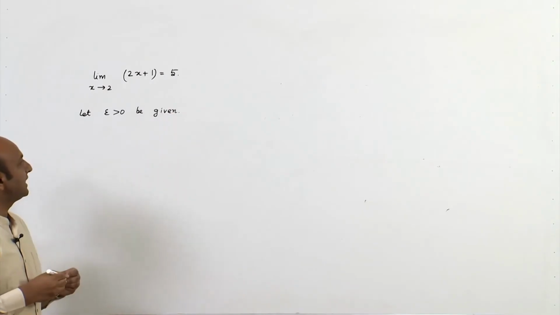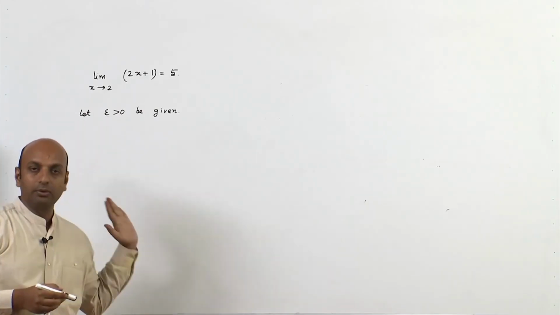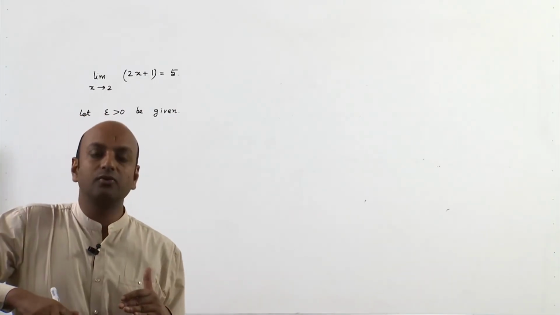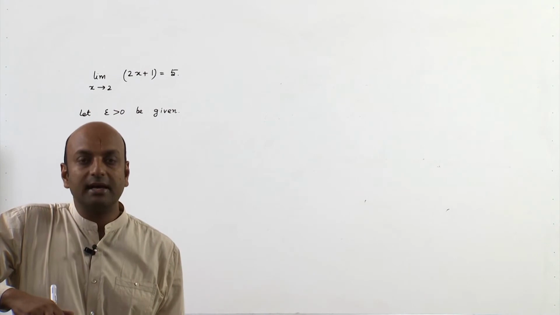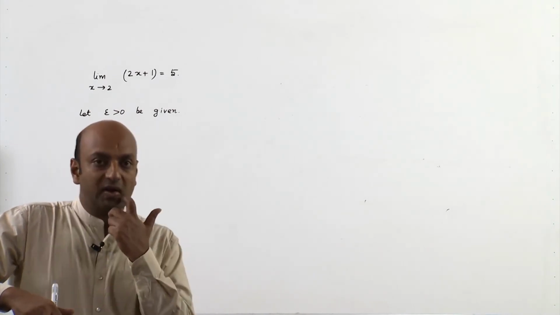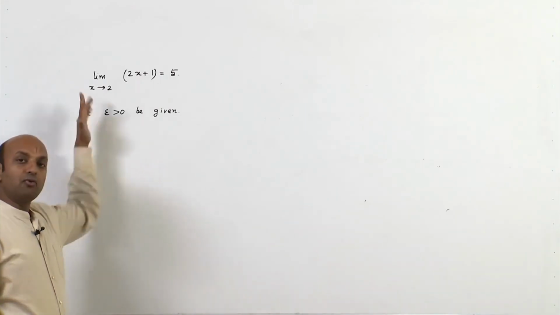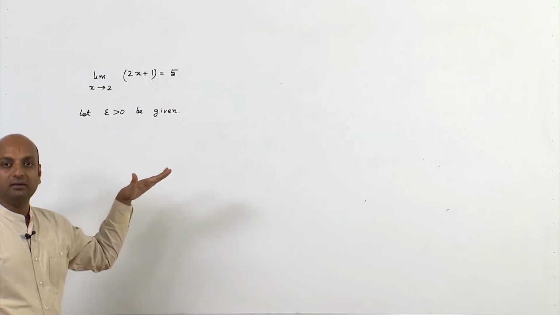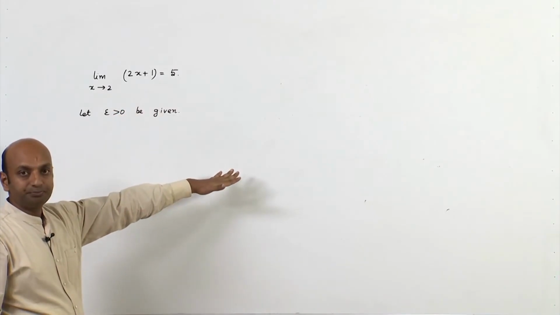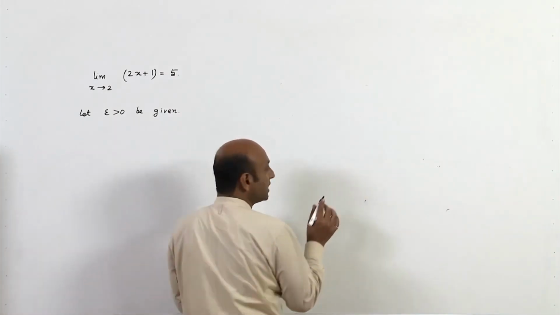You take some epsilon greater than 0. The same process will repeat for any epsilon greater than 0. So, we can say that for every epsilon greater than 0, there will exist some delta. So, basically what we have to show? We have to show that for any epsilon greater than 0, there will always exist a corresponding delta such that that definition holds.